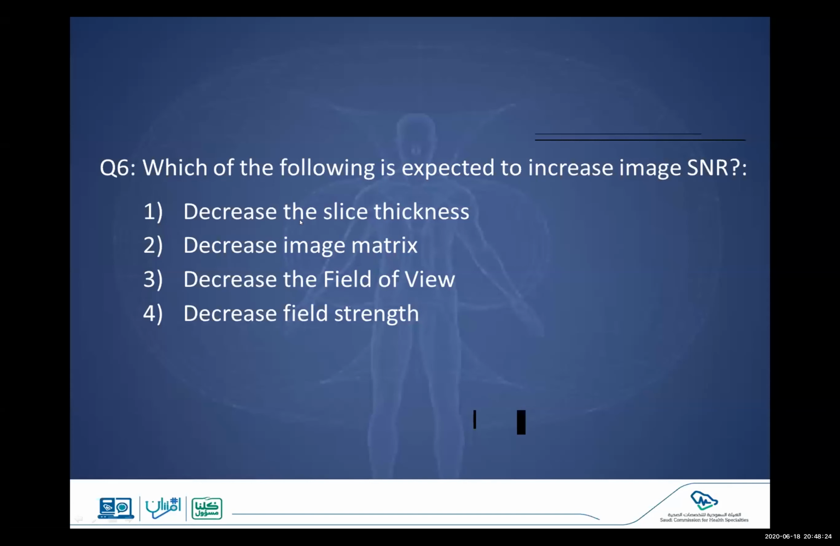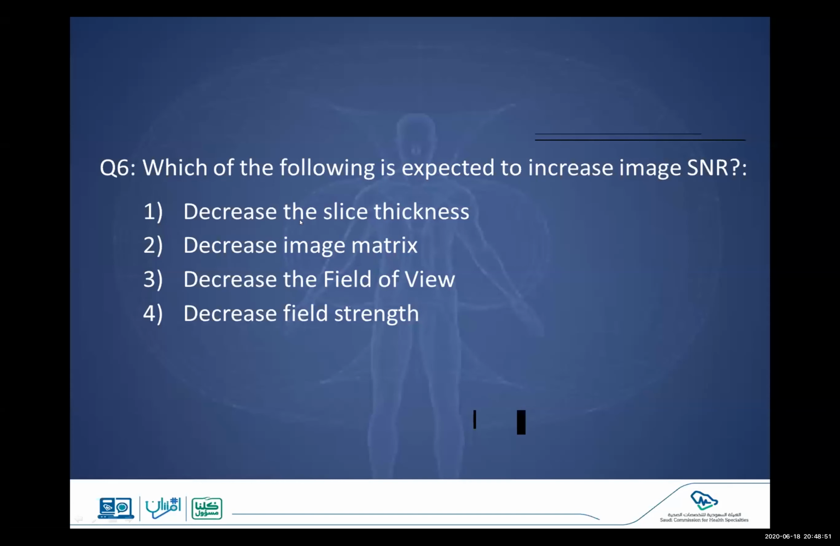Decreasing image matrix. Image matrix was like 256 by 256. So our squares, bear in mind, within the same field of view. If I decrease my image matrix from 512 to 256, the voxel size will get larger. This means more protons within the same voxel or pixel. This means better signal to noise ratio.